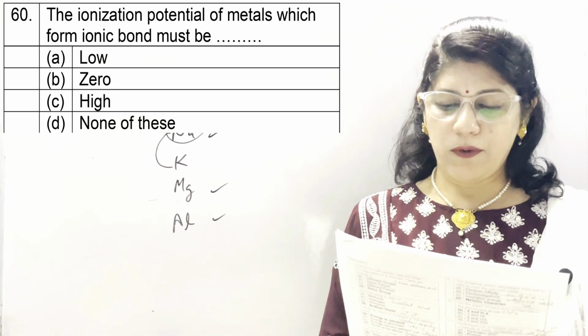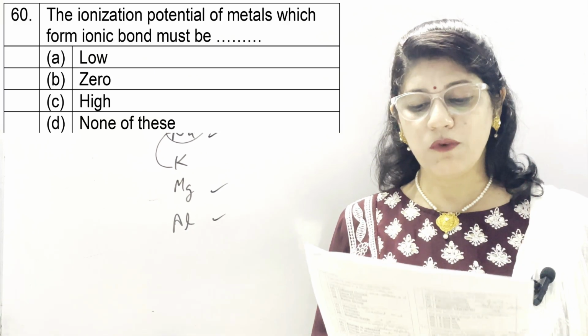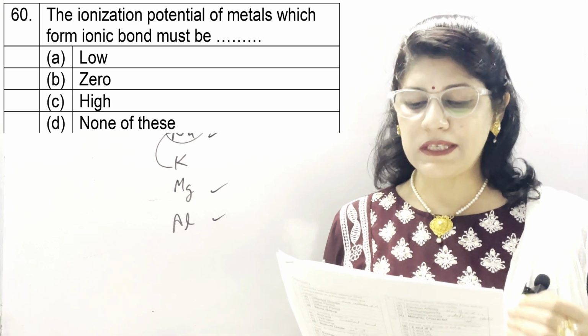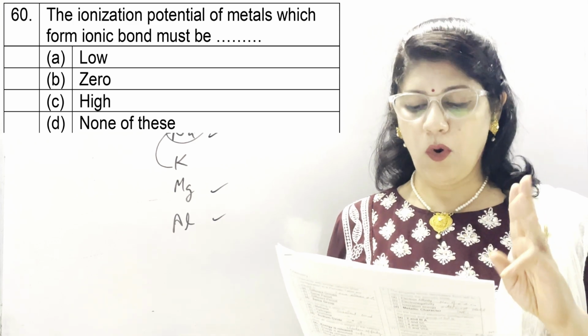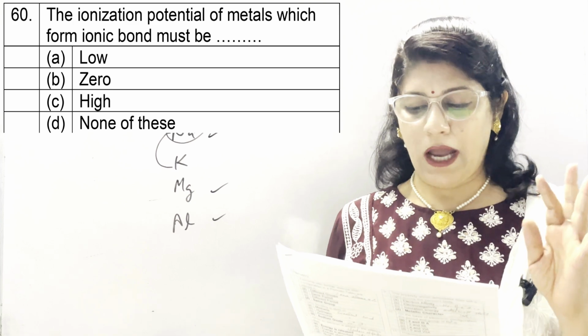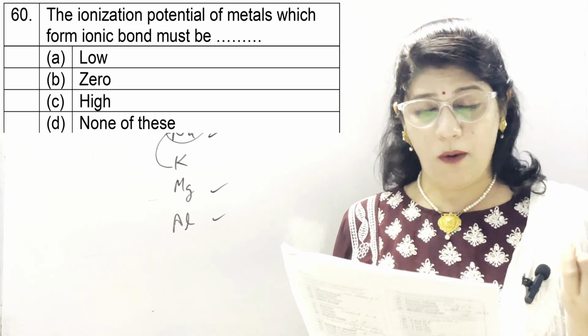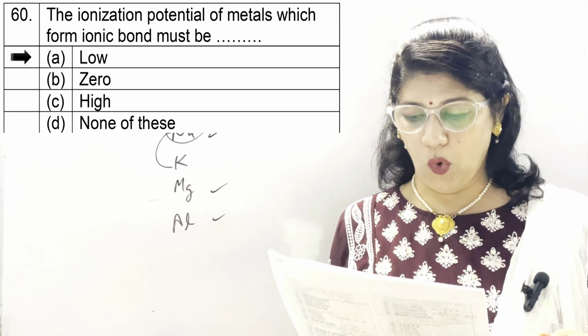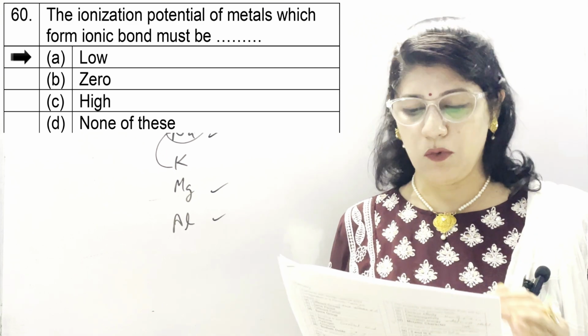Last question is the ionization potential of metals which form ionic bond must be low, zero, high or none of these. So ionization potential of metals which form ionic bond must be low so that they can easily lose electrons.